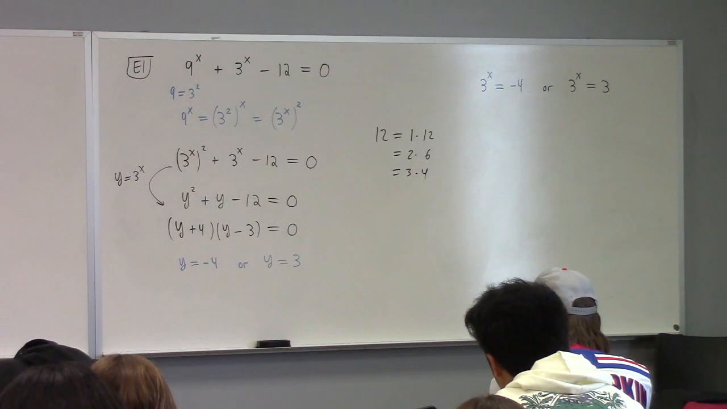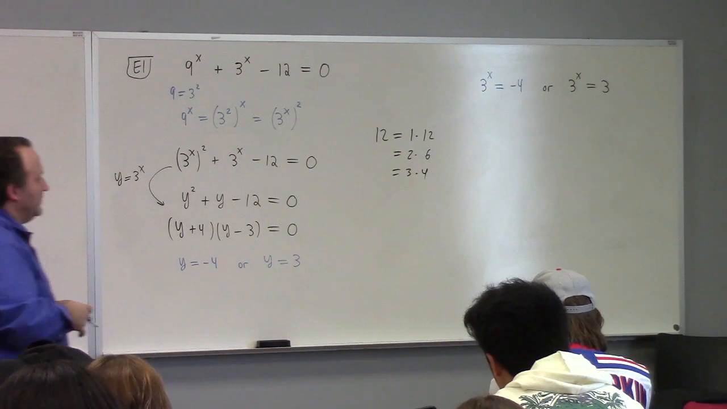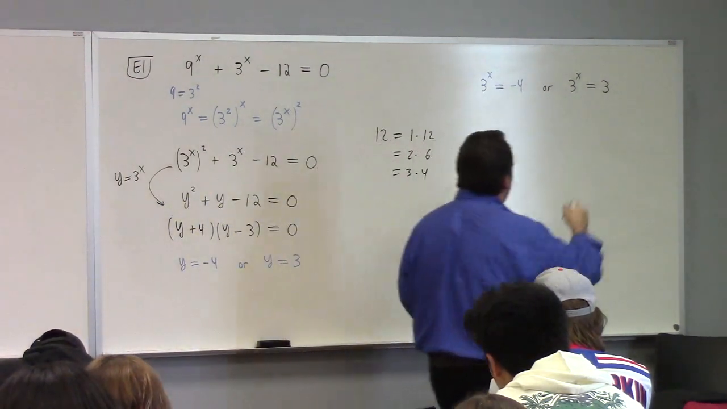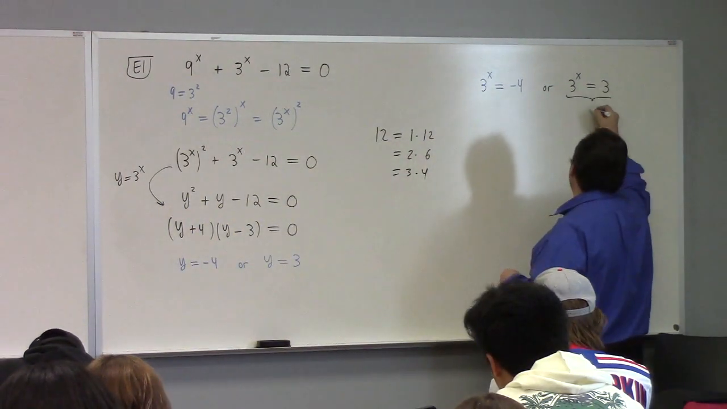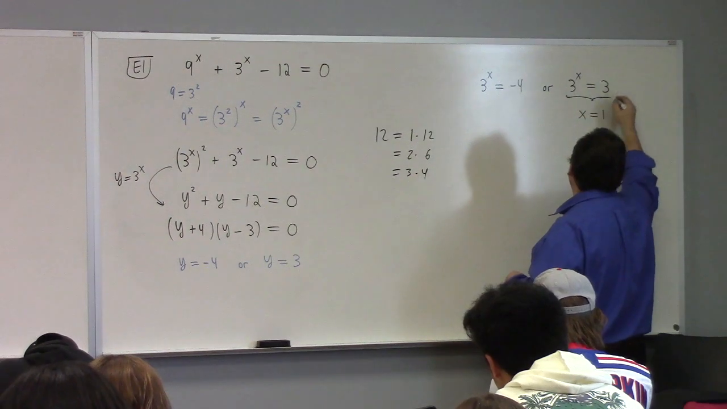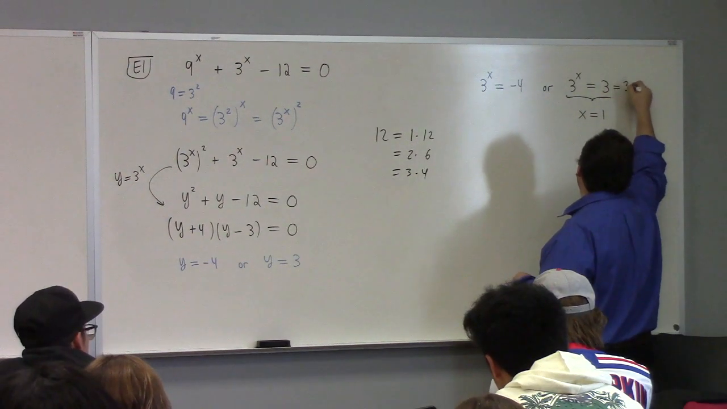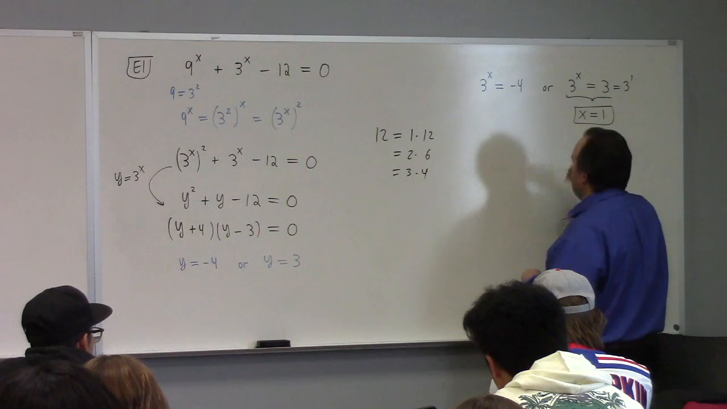So, oh yeah, x equals 1. For which one? Oh, this one? 3 to the power of 1. Yeah, you're saying x equals 1 here? Yes, that's right, because 3 is 3 to the 1. So by the one-to-one property, we have the solution x equals 1.